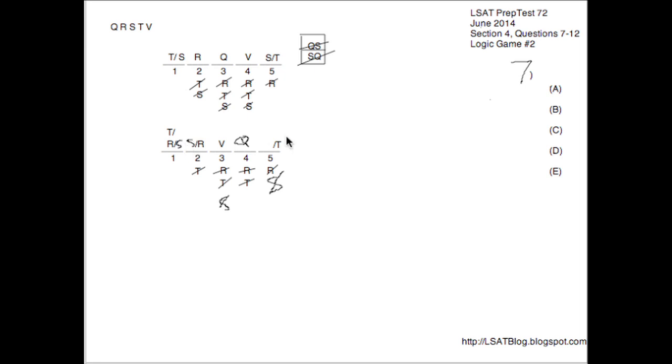and that leaves T to go on number 5. Now they're asking us simply what must be true. R is first. No, R could be either 1 or 2. R is second. No, again, R could be either 1 or 2. S second. No, it could be 1 or 2. T's first. No, actually T was forced over to 5. So D's gone, leaving E by elimination, which of course simply says V was on 3.